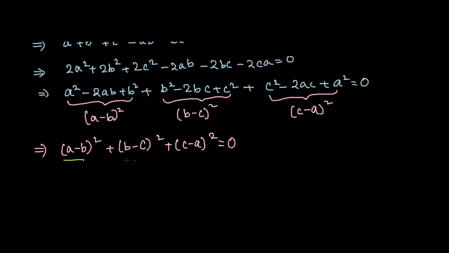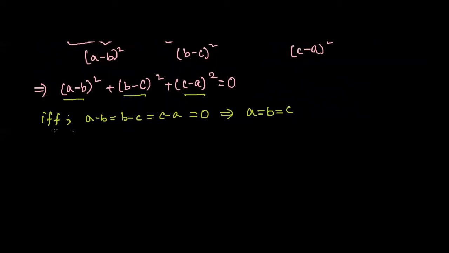then we can say that a minus b, b minus c, and c minus a must also be real numbers. And the sum of squares of real numbers can only be equal to 0 if and only if individually all of them are equal to 0. That is, a minus b is equal to b minus c equal to c minus a equal to 0. That is, a equals b equals c.